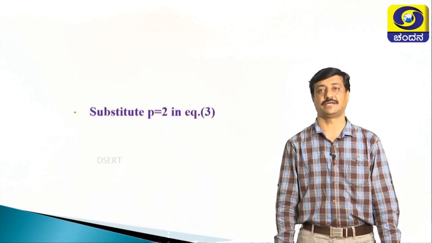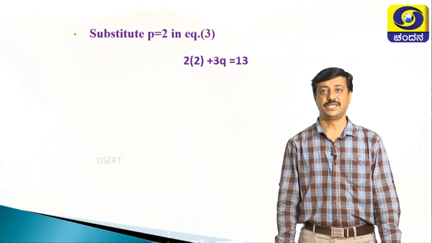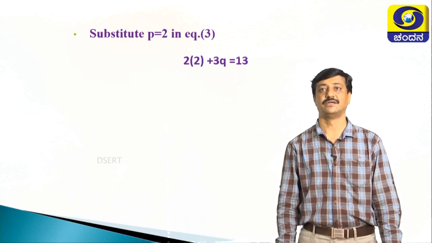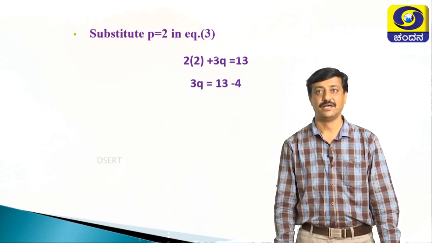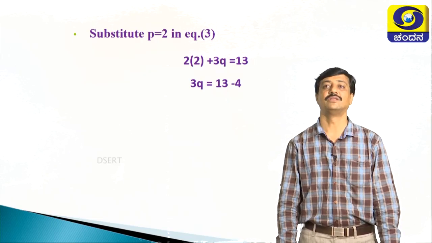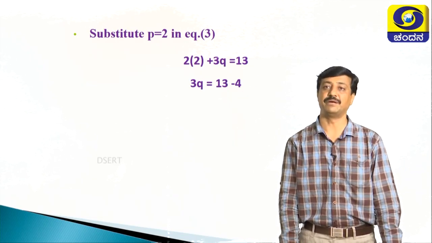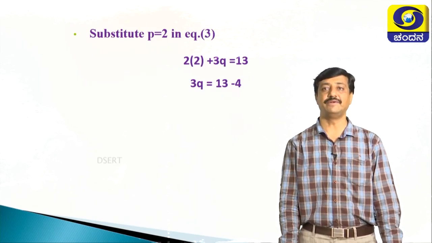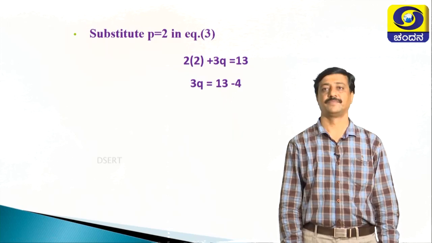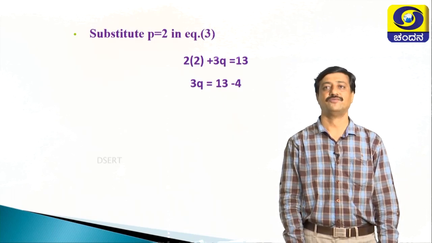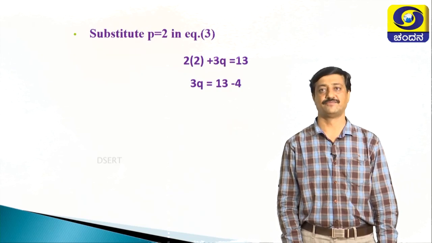You will get 2 into 2 plus 3q is equal to 13. 2 into 2 is 4, plus 3q is equal to 13. So 3q equals 13 minus 4. After transposing 4 to the right side, it becomes minus 4. Finally, we get 3q is equal to 13 minus 4.